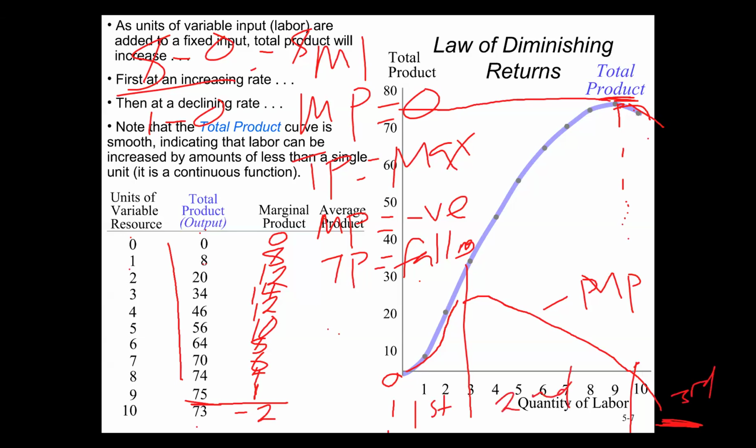So in the first stage of production, both marginal product and total product are increasing, right? You can see this graph. Yes. Marginal product and total product are increasing in the first stage. What is happening in the second stage? Total product is increasing, but marginal product is falling. Then in the third stage, marginal product becomes negative and the total product is falling. Are we good?